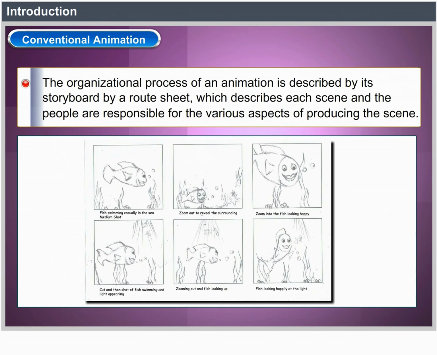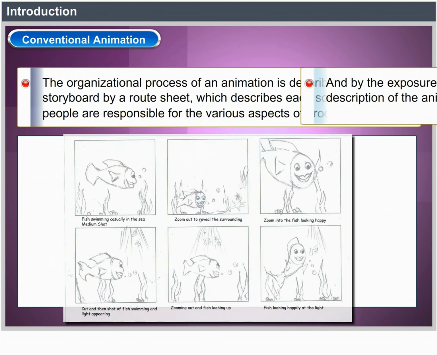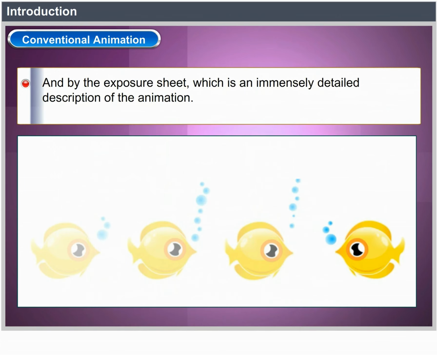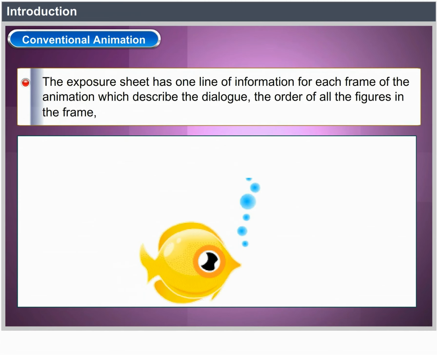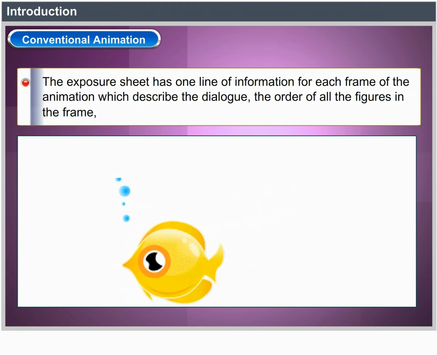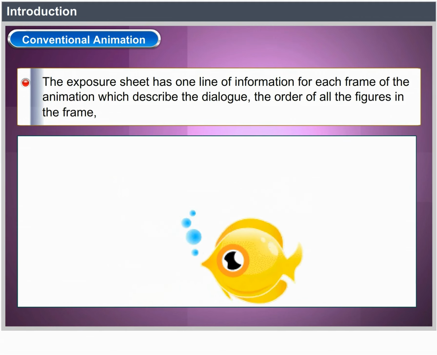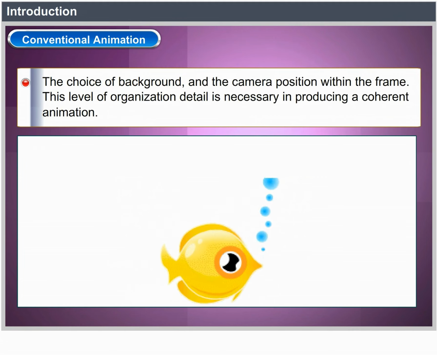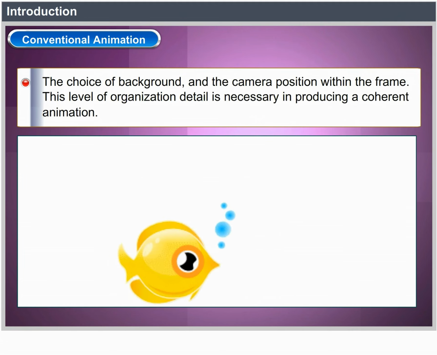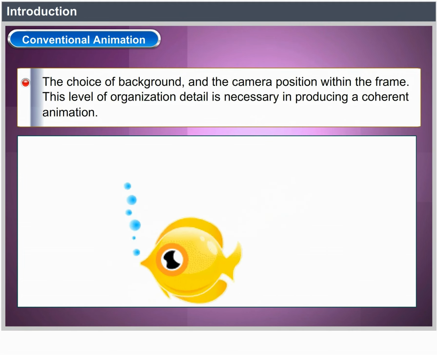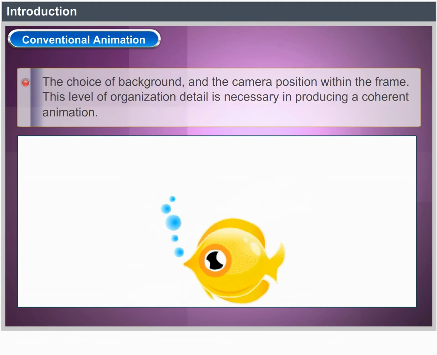The organizational process of an animation is described by a storyboard, by a route sheet which describes each scene and the people responsible for the various aspects of producing the scene, and by the exposure sheet, which is an immensely detailed description of the animation. The exposure sheet has one line of information for each frame of the animation, describing the dialogue, the order of all the figures in the frame, the choice of background, and the camera position within the frame. This level of organizational detail is essential in producing a coherent animation.